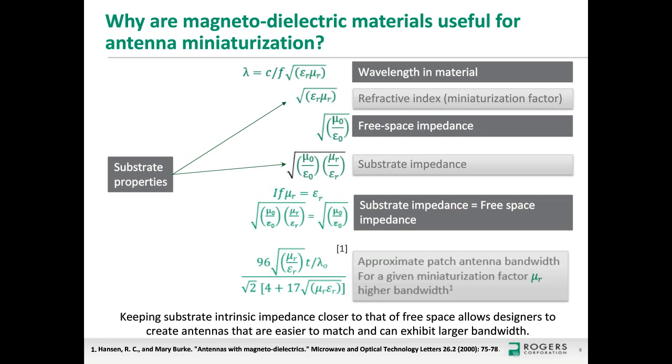But the real point of this is when you miniaturize an antenna using a magneto-dielectric material, let's take an example: I've got a dielectric constant of 36 material, and I've got a mu equals 6 and epsilon equals 6 material, and I build a patch antenna on both of those substrates. I'll get the same size antenna using both of those substrates. The difference is the one that's built on the magneto-dielectric material, you would expect to have about 6 times higher bandwidth than the one that's built on the dielectric material.